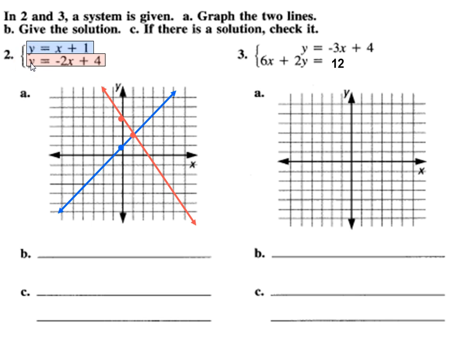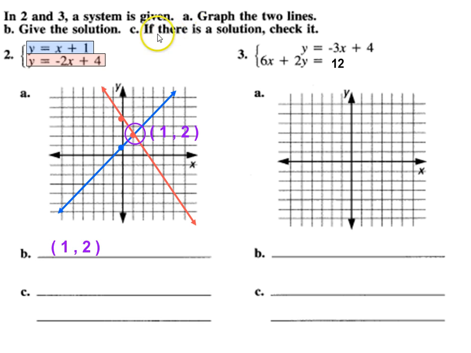The solution is where the 2 lines intersect, and the 2 lines intersect at this point right here. So therefore our solution to this system is 1, 2, because the coordinates for this point are 1, 2. So it says give the solution. Our solution is 1, 2.